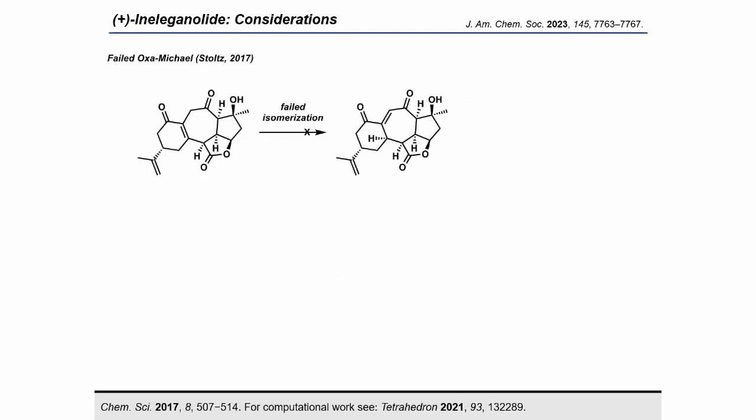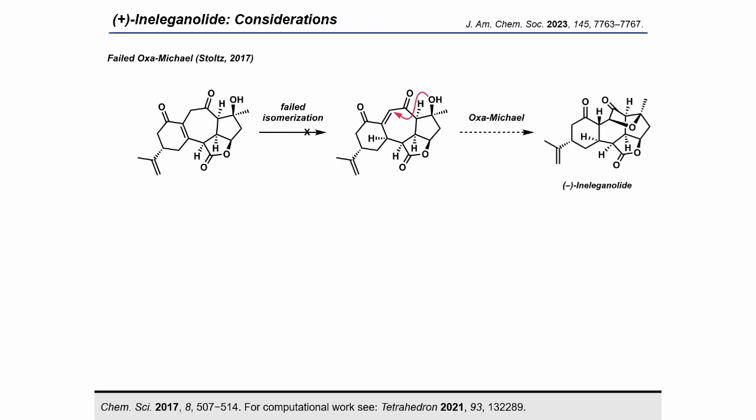In our own group, extensive efforts had been conducted towards the total synthesis of ineleganolide, failing at the late stages, however. Having the 7-membered ring and the tetracyclic structure constructed, it proved unsuccessful to isomerize the tetrasubstituted double bond, to then induce an oxa-Michael reaction to finish the natural product.